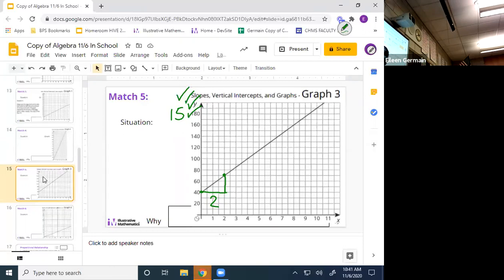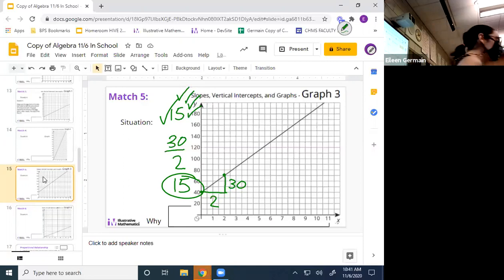30. 30, very good. How would I write this as a slope fraction? What over what? Nice job, Gabe. Kyle. 30 over 2. We want to simplify it because they're both even numbers. So what does this slope simplify to, Adam? Oh, I thought you had your hand up. You didn't? 15, very good. 30 over 2 simplifies to a slope of 15. Very, very good. Does everyone see how we did that?